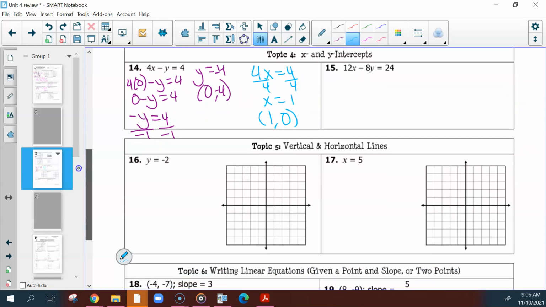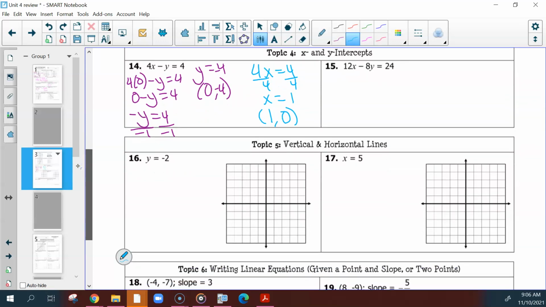I'm going to do number 16 and 17. Is 16 going to be a horizontal or vertical line? Horizontal. At -2, so find where y is -2 on the y-axis, and draw a horizontal left and right line through that point.